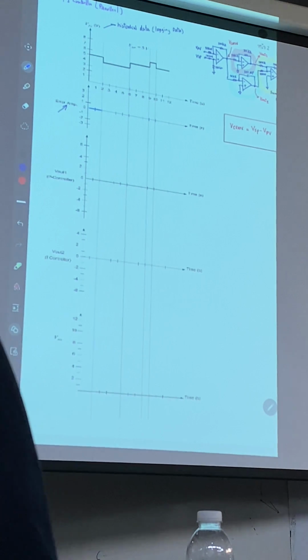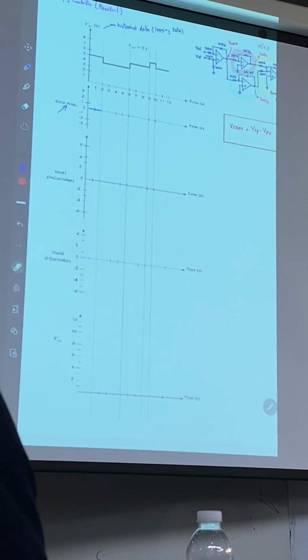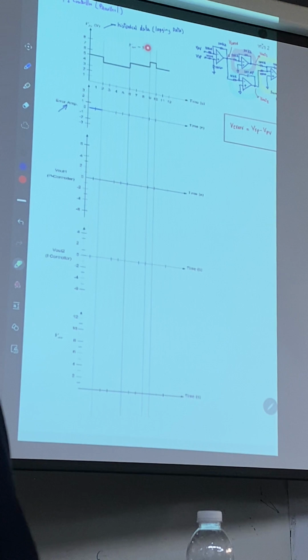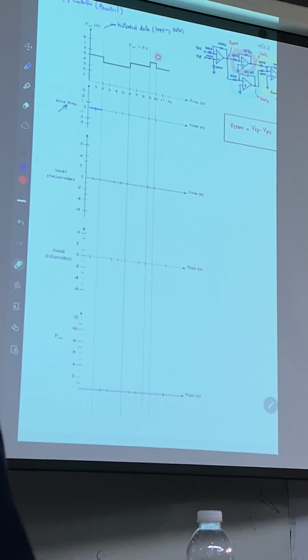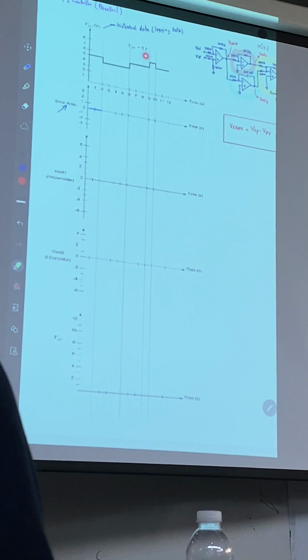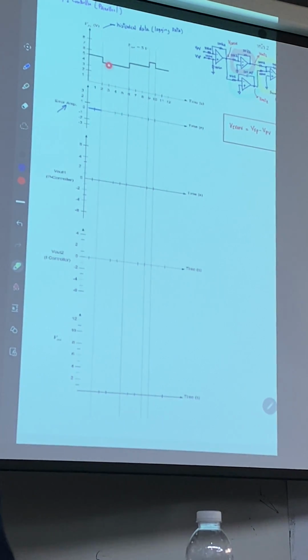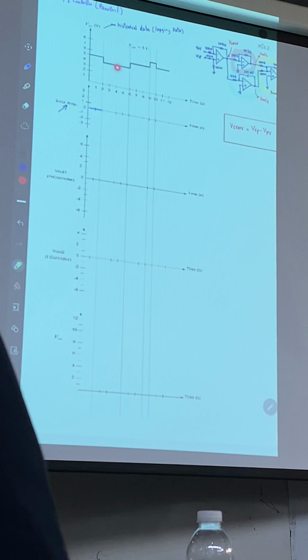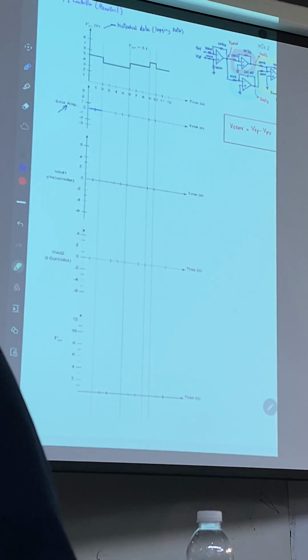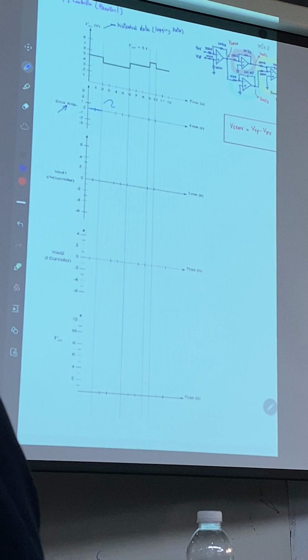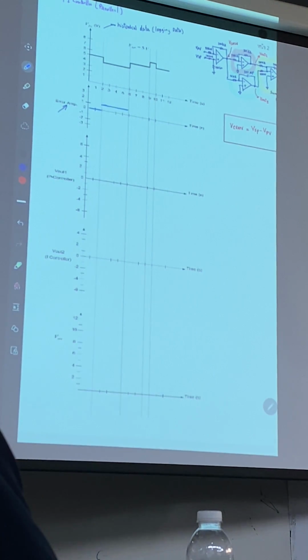Okay, the next step. You have set point minus PV. Set point is equal to 5 volt. PV is equal to 4 here. So 5 minus 4 is equal to plus 1. So in this position you have plus 1.